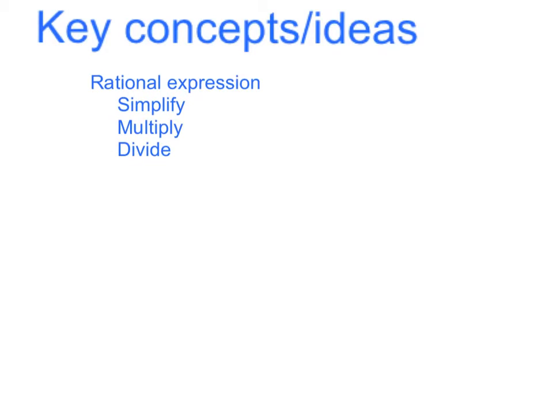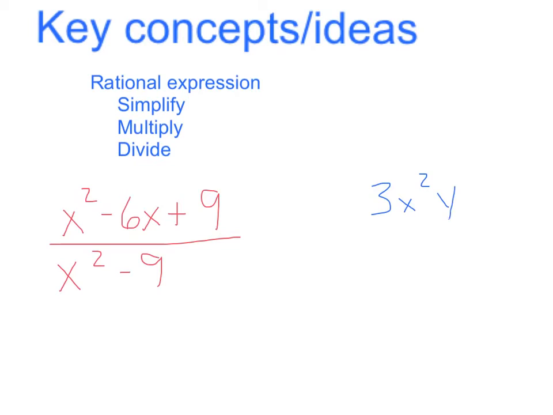So a rational expression could be a polynomial like x squared minus 6x plus 9 over another polynomial x squared minus 9. It could be also a single term polynomial like 3x squared y divided by 2x y to the fourth. And we need to be able to simplify these polynomials or these rational expressions.